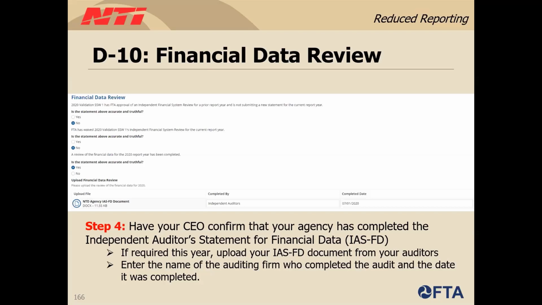If you do not have an existing IASFD, you will indicate whether or not your agency has a waiver for this audit for the current report year. If you did not receive a waiver, the last question will appear and you can upload your newly completed IASFD document directly into the system. You will need to complete the date that it was completed and who it was completed by. If you have not completed your audit, please select no to the first 3 questions on the screen and then enter the anticipated completion date in the explanation box. This allows you to explain why the audit has not been completed yet and when your agency expects to have it completed.